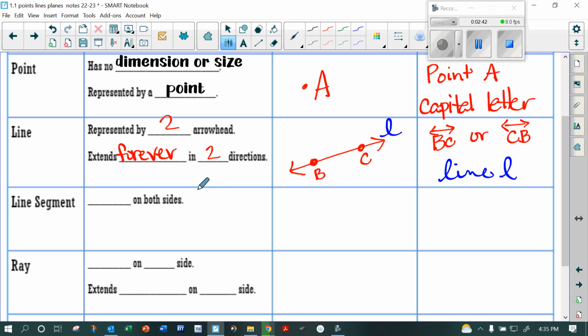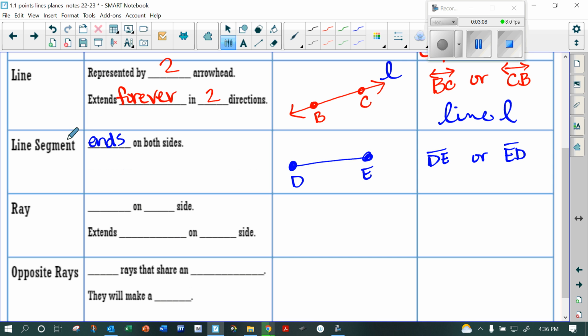A line segment, it ends on both sides, okay? It's just going to end on both sides. For example, it's going to look something like this. So you're just going to have two dots on the end where it starts and where it stops. So I may call this DE, or maybe I want to call it ED. Either way, okay?